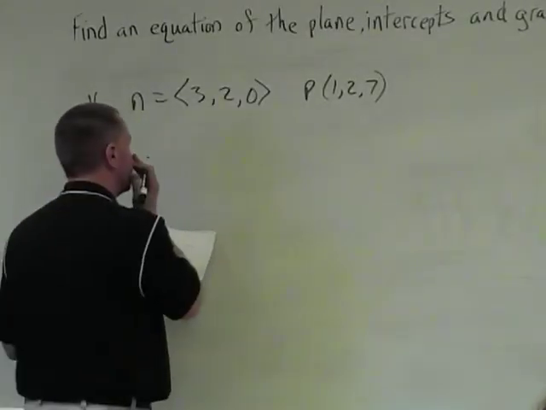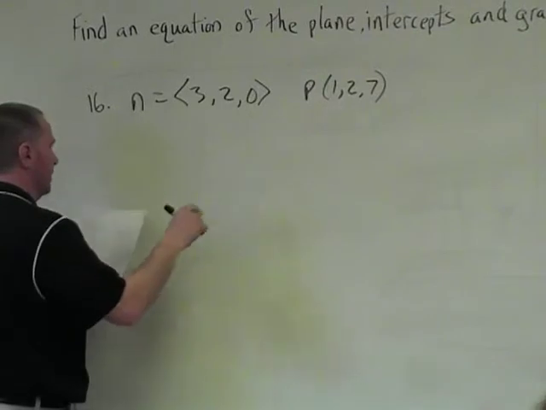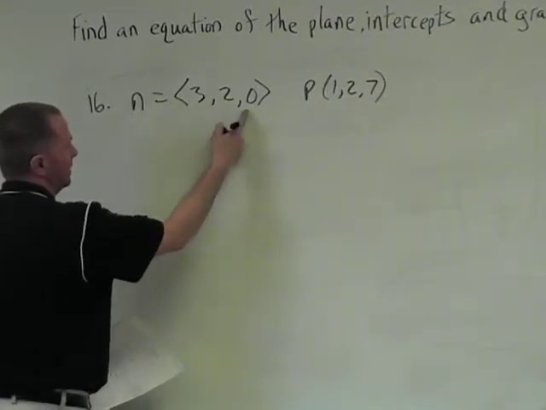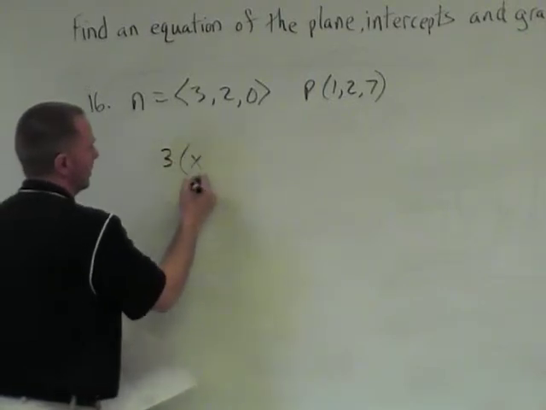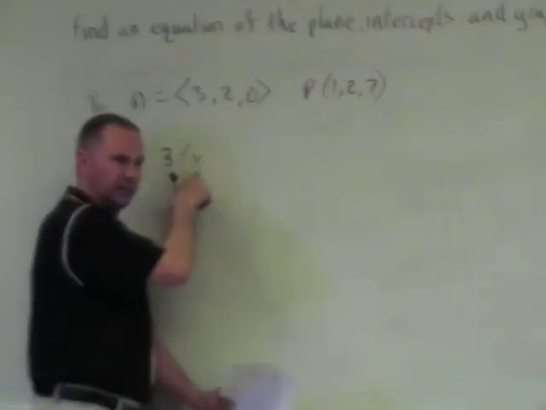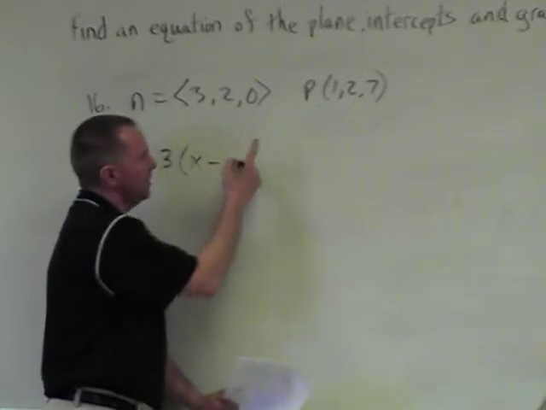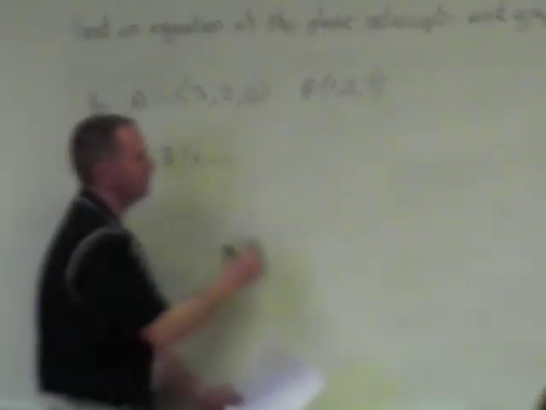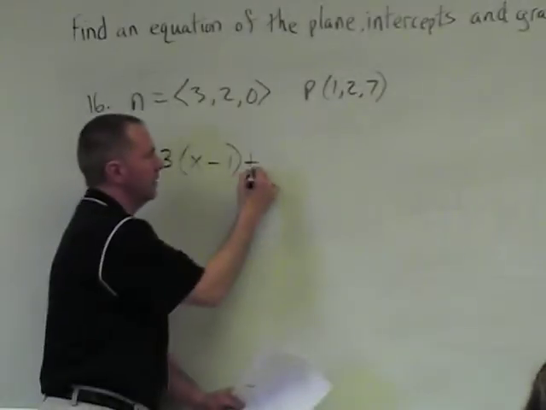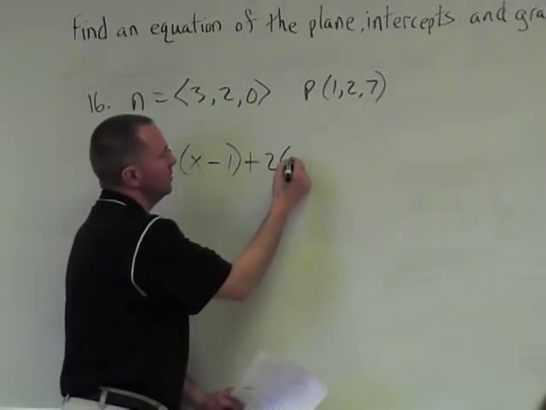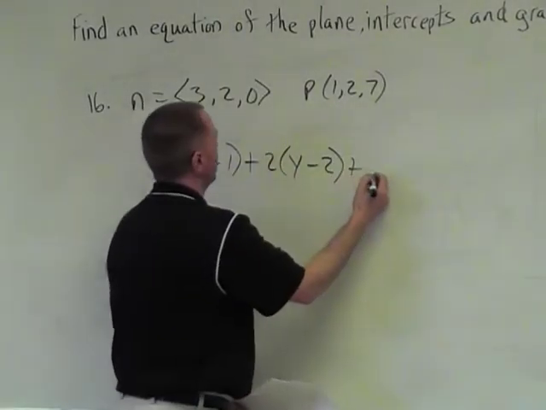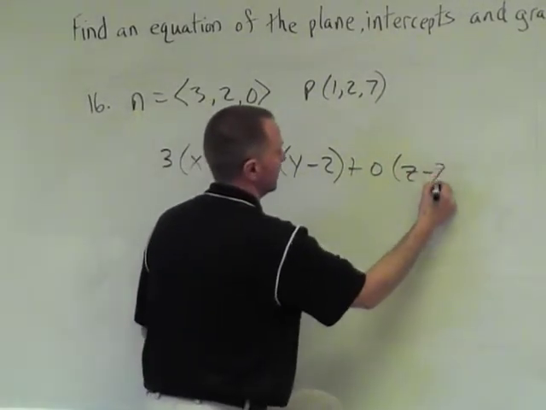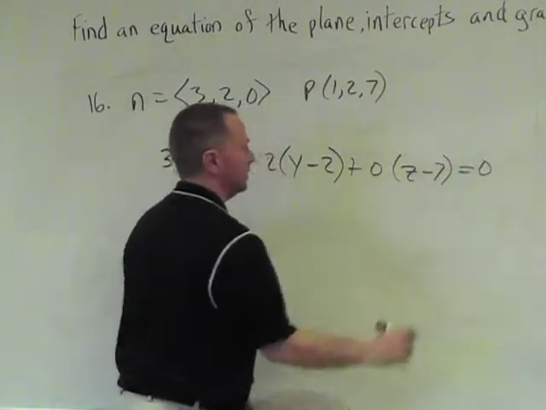Okay, here's how you do this. I'm just going to make it as simple as possible. You take each of these entries and multiply it by the x minus the initial point. I'm going to explain this. And 2 times the y minus the initial point. 0 times z minus 7. And set it equal to 0.